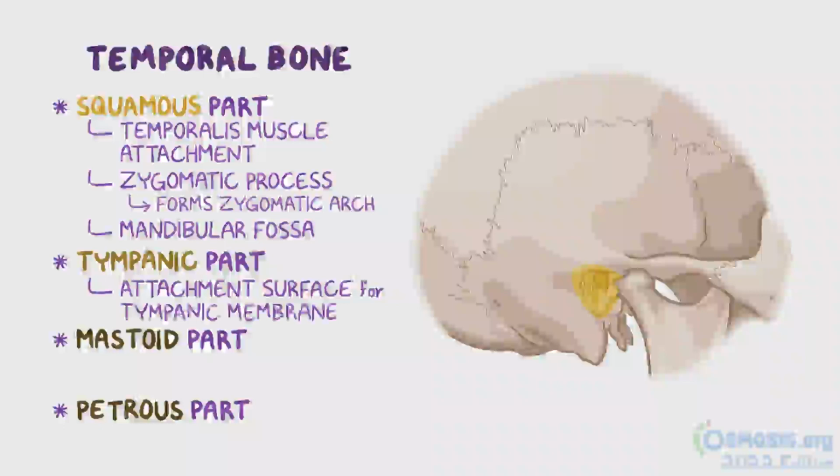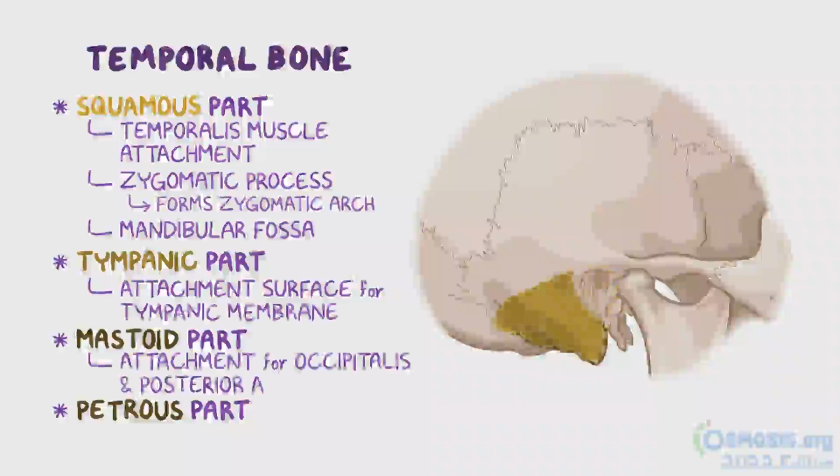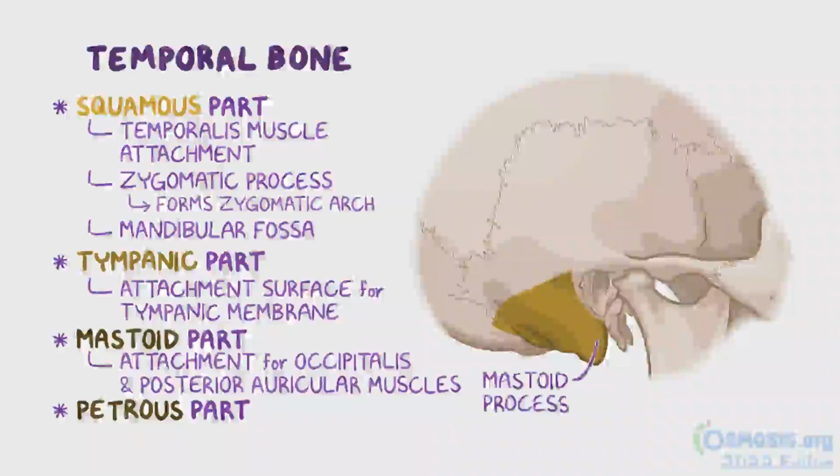The mastoid part of the temporal bone is the most posterior part and gives attachment points to the occipitalis muscle and the posterior auricular muscle. The mastoid part has the mastoid process, which is posterior to the external acoustic meatus and lateral to the styloid process, which belongs to the petrous part. The mastoid process and the styloid process serve as attachment points for muscles and ligaments.